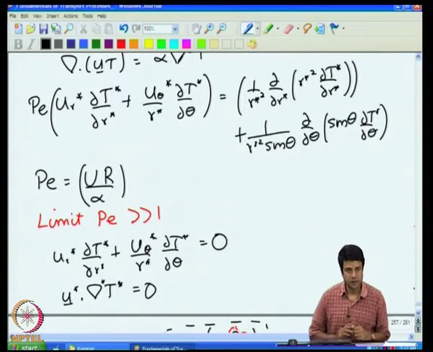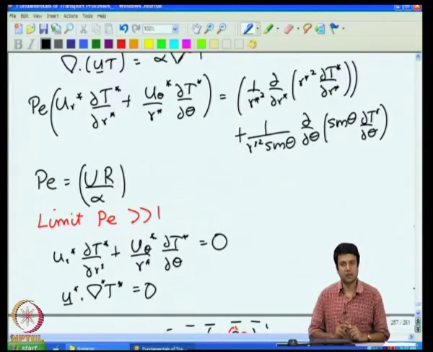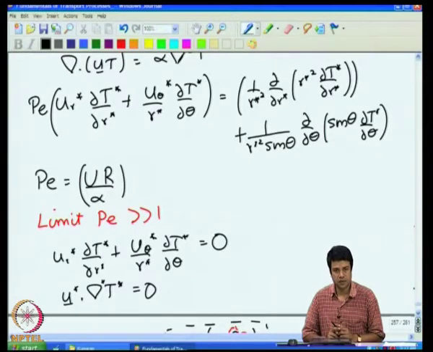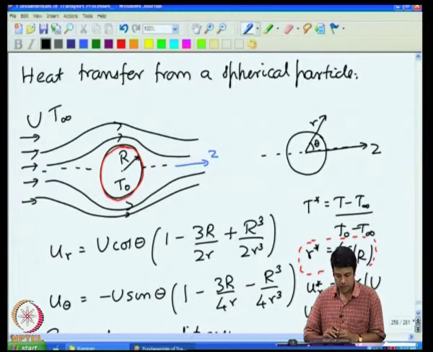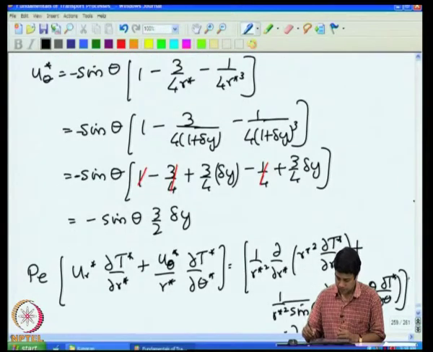If I consider the limit of very high Peclet number and neglect the diffusion terms altogether, then I get an equation of the type u dot grad T is equal to 0, or u r dT by dr plus u theta by r dT by d theta is equal to 0. U dot grad T is equal to 0 means there is no variation of the temperature along the streamlines. Since the temperature far upstream is T infinity and there is no variation in temperature along streamlines, that means that the temperature everywhere along the streamlines has to be T infinity. So, there is no variation anywhere in the temperature. Okay. So, that is the result that you get just by neglecting the diffusion terms altogether in the limit of high Peclet number.